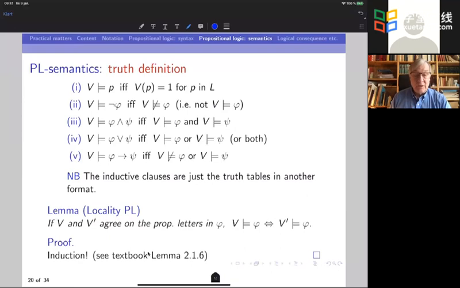And you see this lemma here, the locality lemma for propositional logic, PL. It says that if we have two valuations, V and V prime, and they agree on all the propositional letters in a certain formula phi, so they give the same value to each of these letters, then phi is true in V if and only if phi is true in V prime. That's actually something you can prove by induction, and it is done, I believe, in the textbook. I will not do it here. We'll come back to proof by induction later.